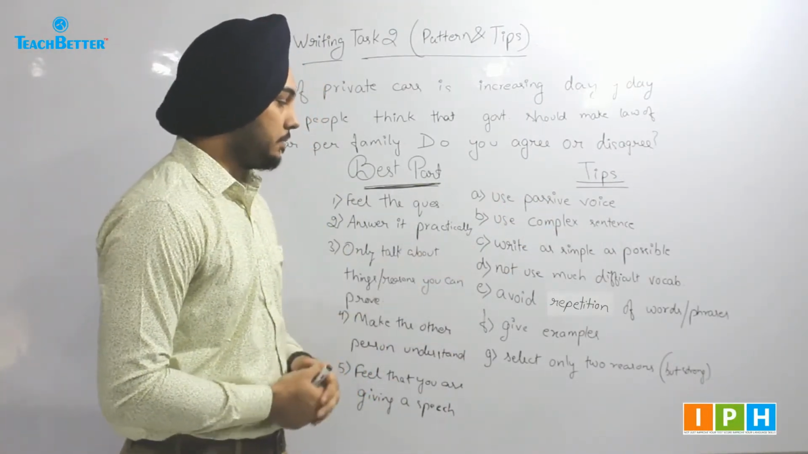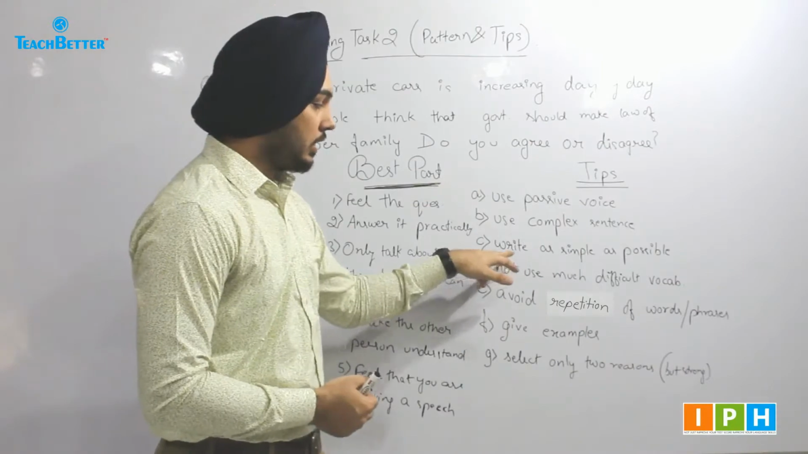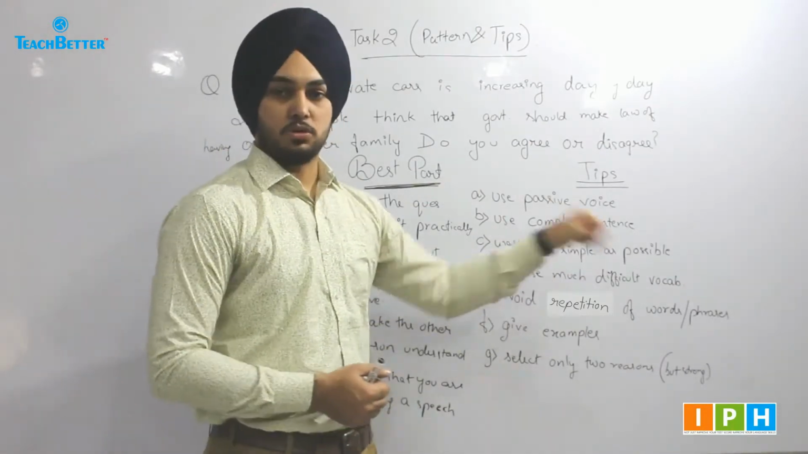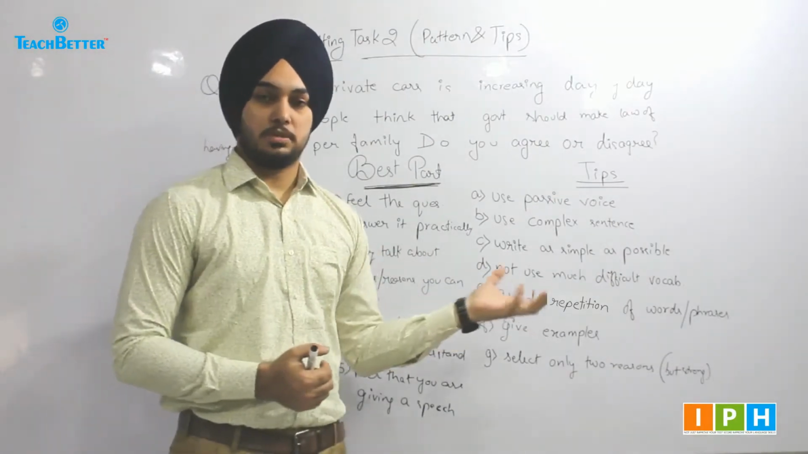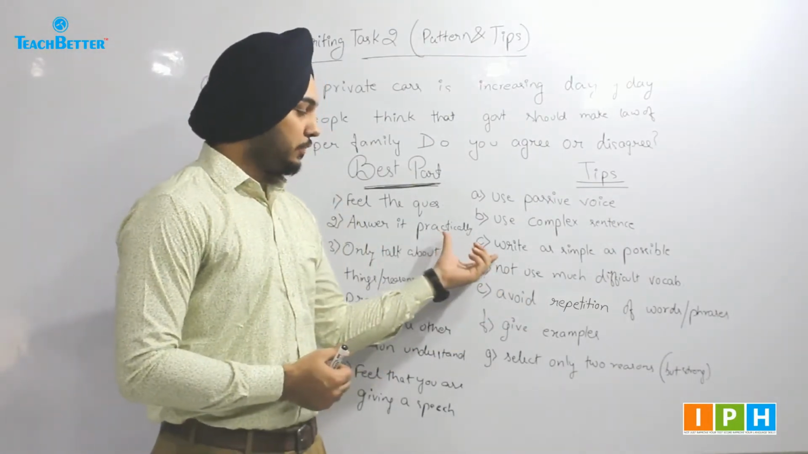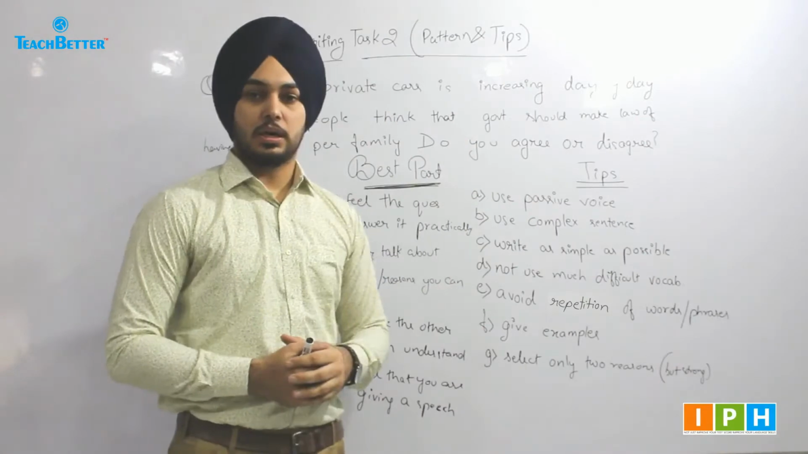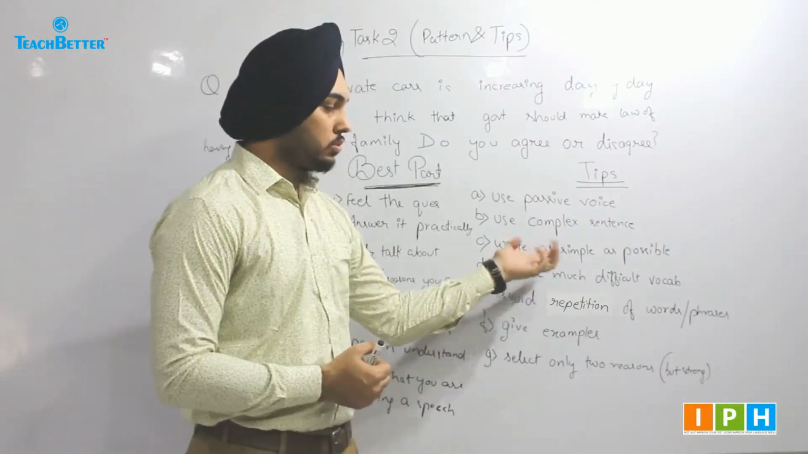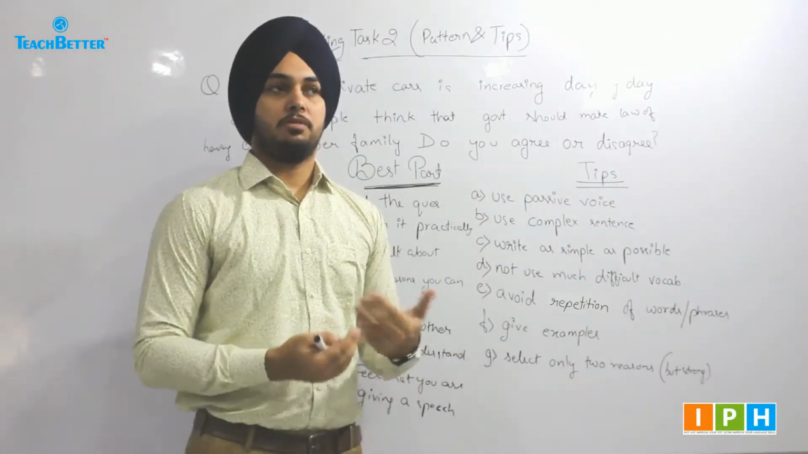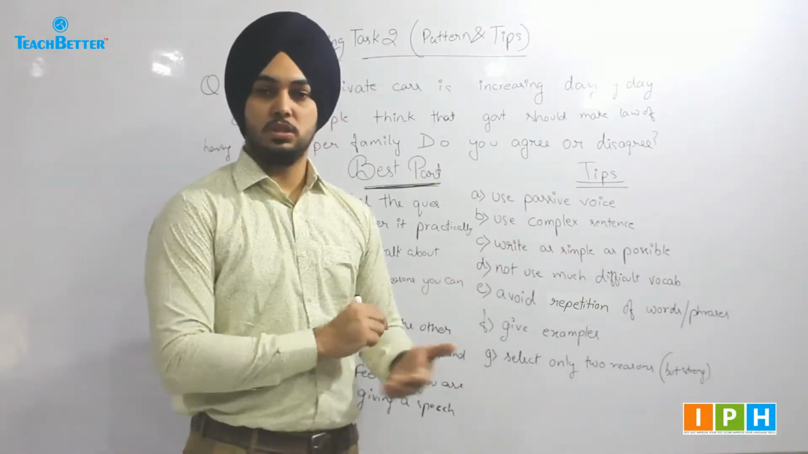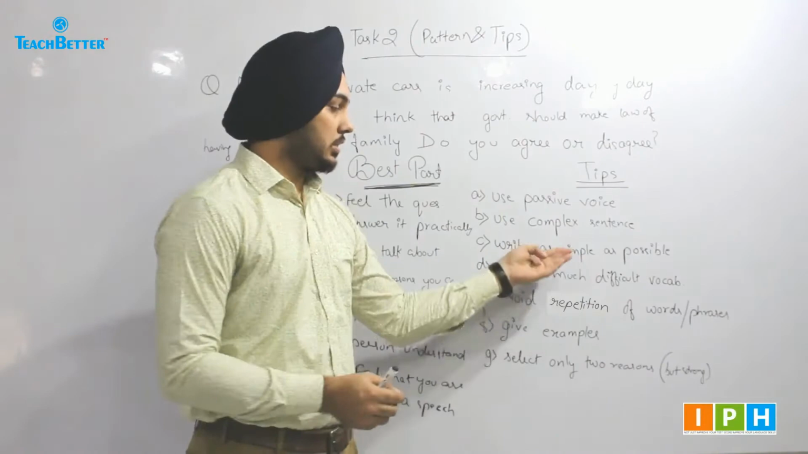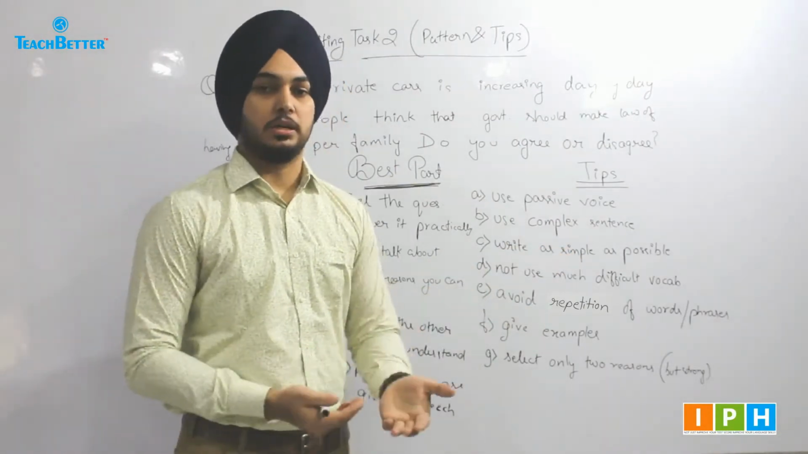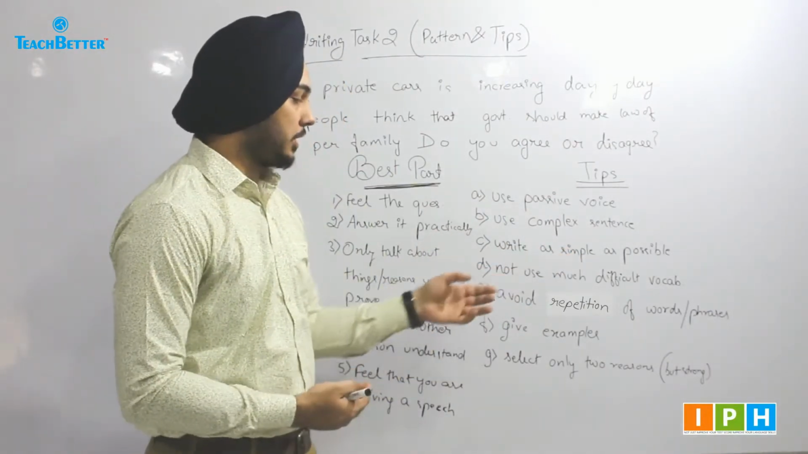Then on the third line, I have written: write as simple as possible. We must have heard that simplicity is the best way to express our ideas. So in essay writing we must use simple language. Simple language means that the person who is reading or checking our essay must easily understand the things that we write or are trying to express.